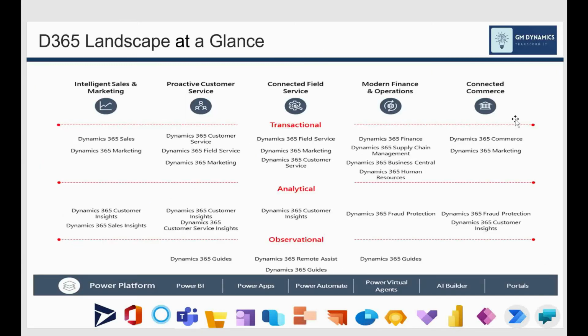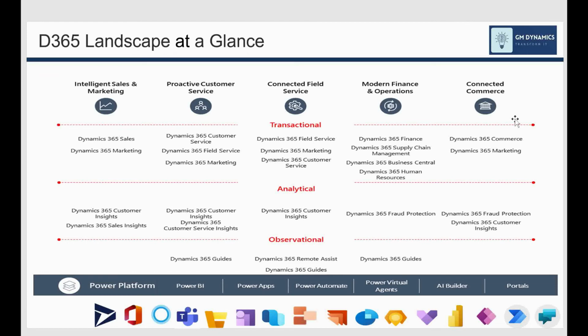In the current Dynamics 365, Microsoft put the complete segment of its business apps, like ERPs and CRM, everything under a single platform, Dynamics 365. In this slide, it is categorized under 3 types: mostly transactional, analytical, and observational.